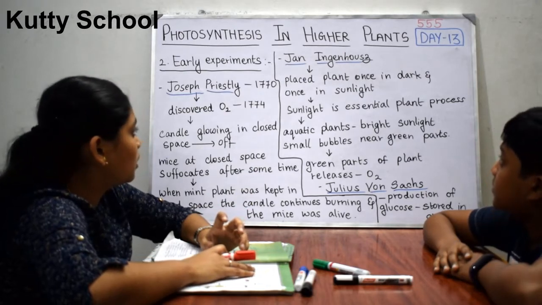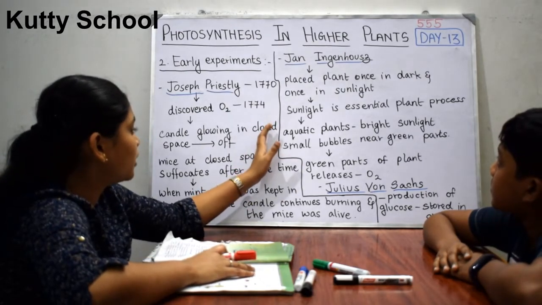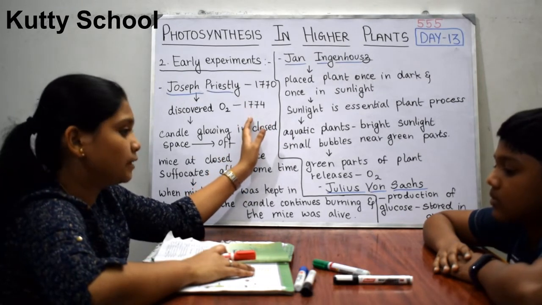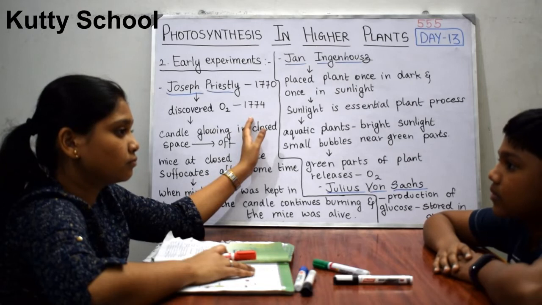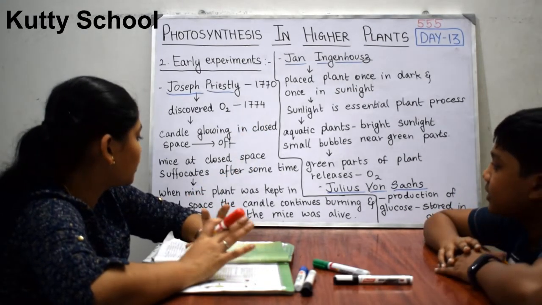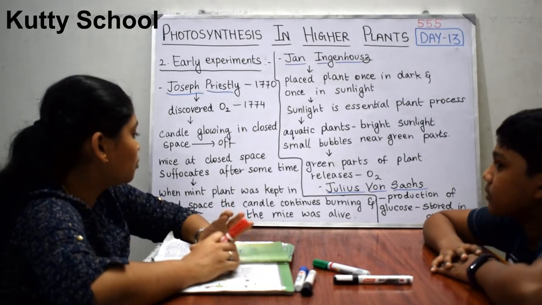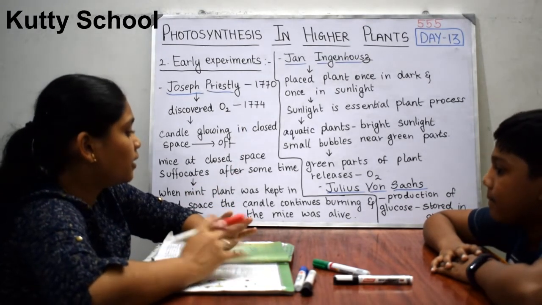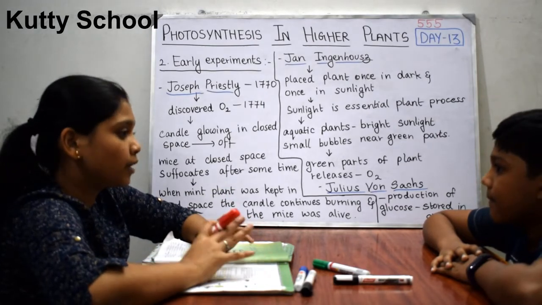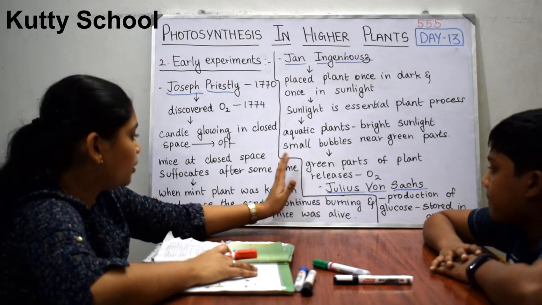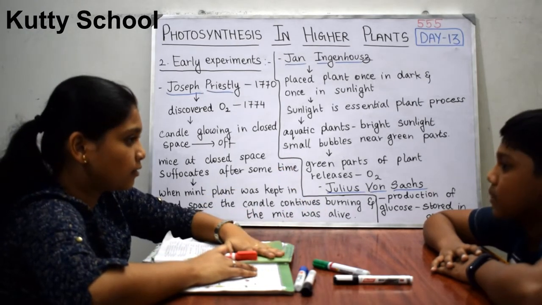So he only observed that. So what conclusion did Joseph Priestley draw here? He kept the three together. He just noted that the plant could purify the air, which the burning candle and the mice were destroying. So it purified the air. He thought like that.